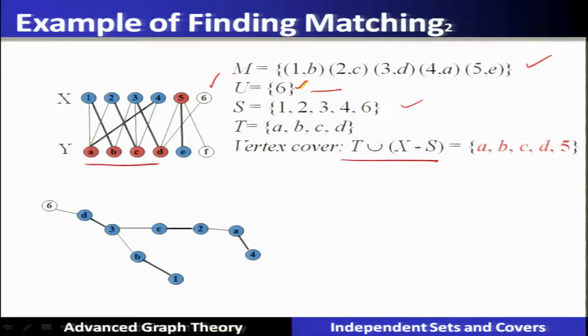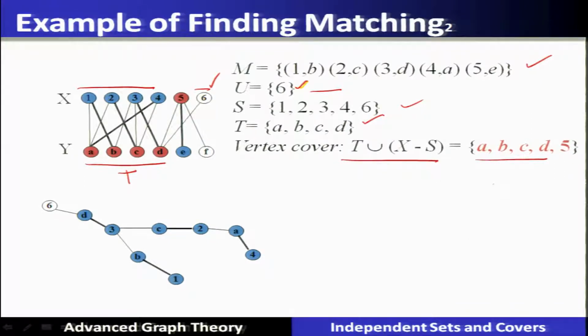So, what is T? This is T. And what is S? S is 1, 2, 3, 4 and 6. 6 also will be there. Why? Because there will be a path which will be identified. So, we will terminate.